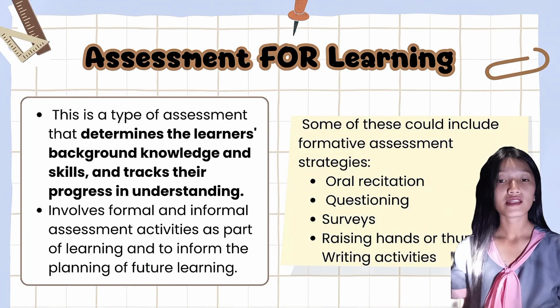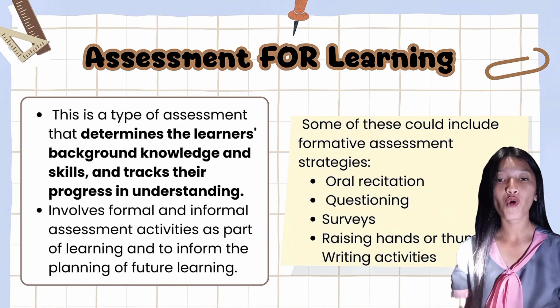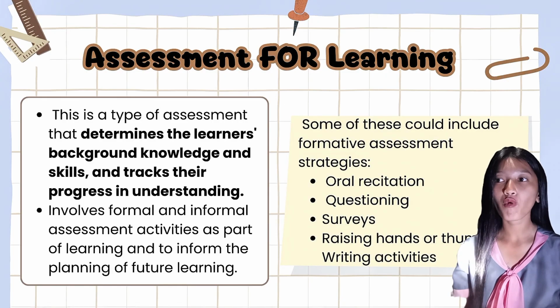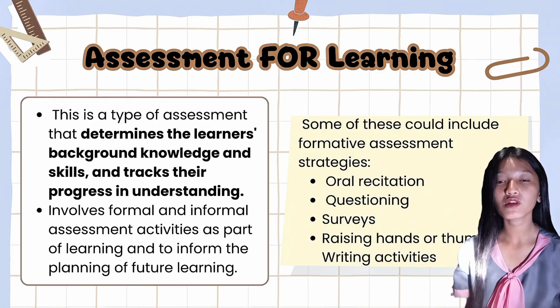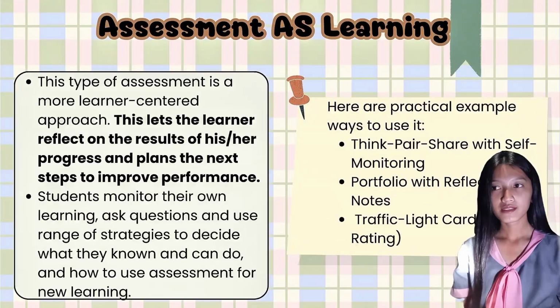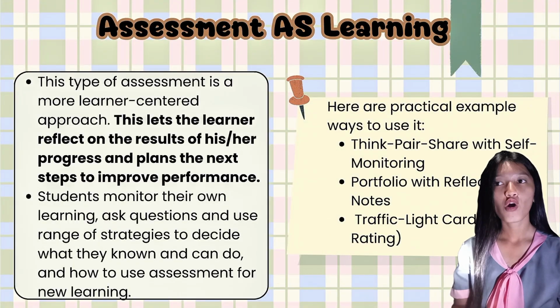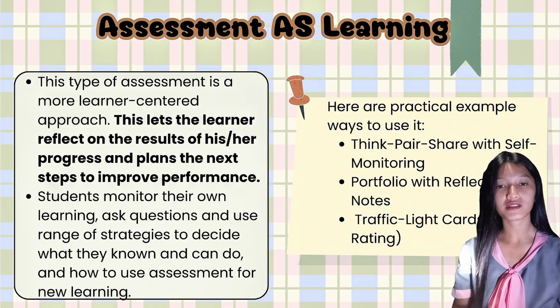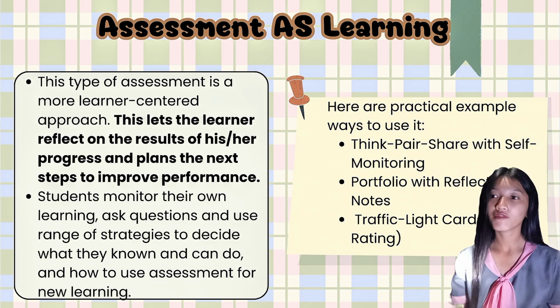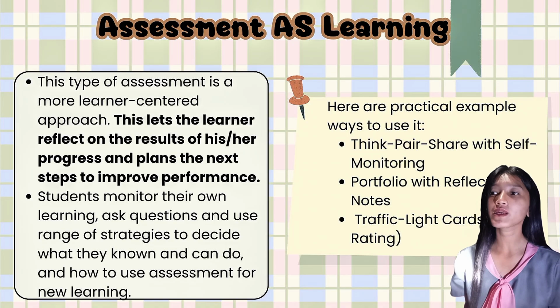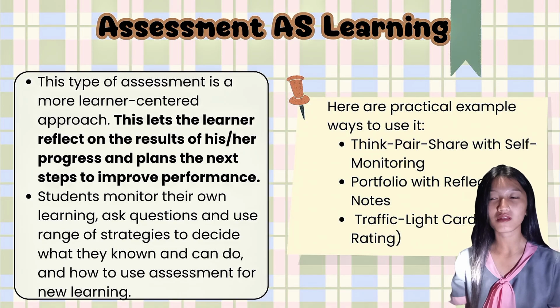Let's define first assessment for learning, or what we call formative assessment. Assessment for learning is ongoing and continuous. It takes place during the teaching process to monitor students' progress and guide the teacher's next step. Next, we have assessment as learning, or what we call metacognitive or self-assessment. It focuses on students' self-awareness, and it helps them reflect on their own progress, set goals, and take responsibility for their learning. So instead of the teacher only measuring progress, students become active participants in the assessment process.